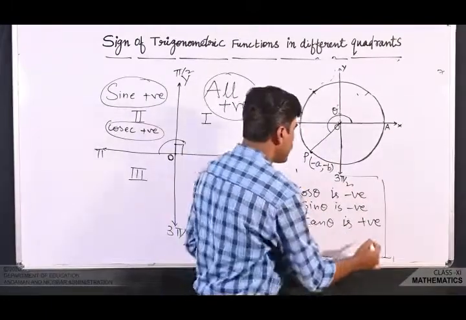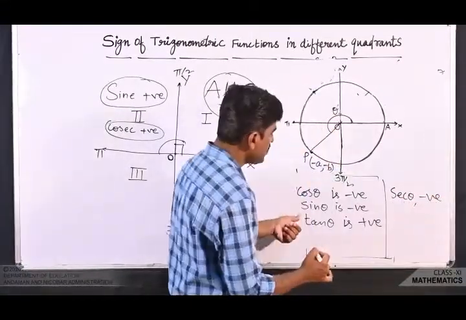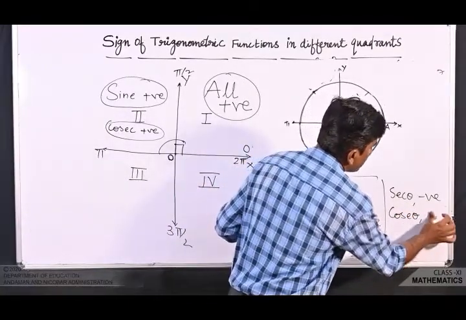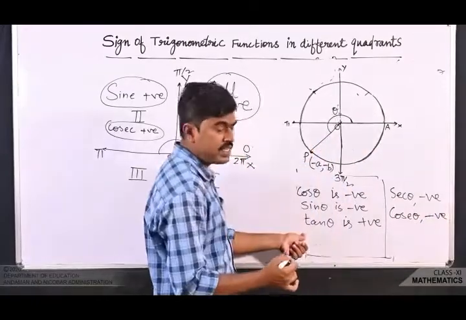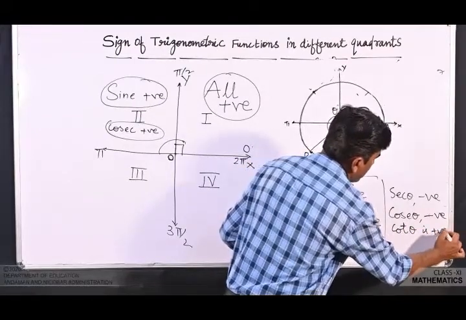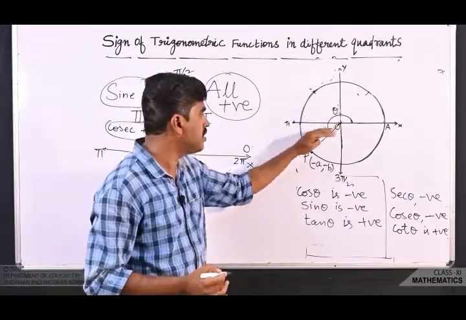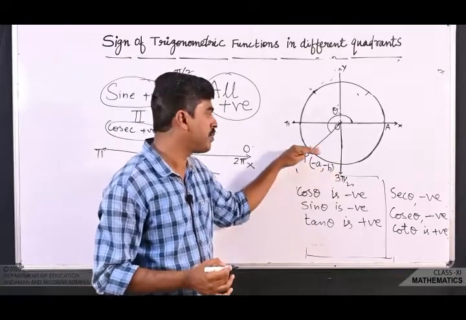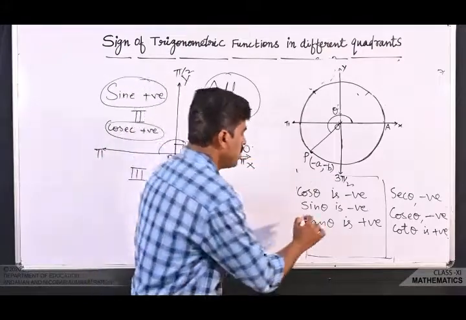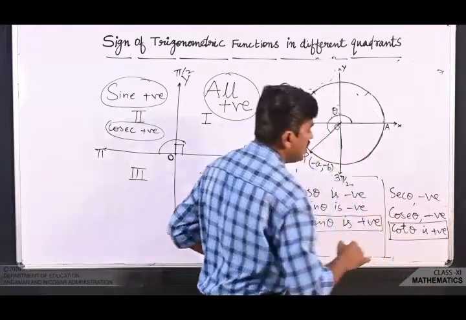Now the reciprocals. Cos theta is negative, so sec theta is also negative. Sin theta is negative, so cosec theta is negative. And tan theta is positive, so the reciprocal of tan theta, that is cot theta, is positive. So in the third quadrant, theta is greater than pi and less than 3 pi by 2, greater than 180 degrees and less than 270 degrees. There only tan theta is positive and the reciprocal of tan, that is cot theta, is positive.